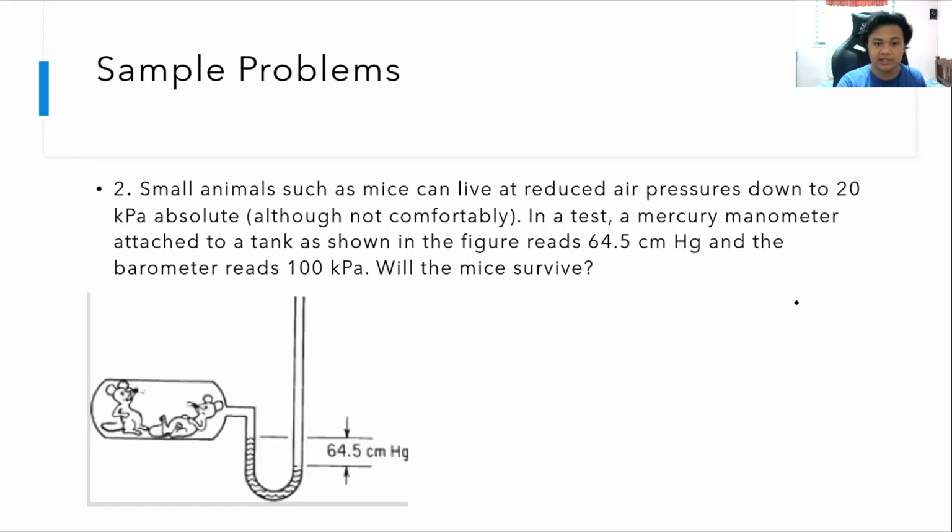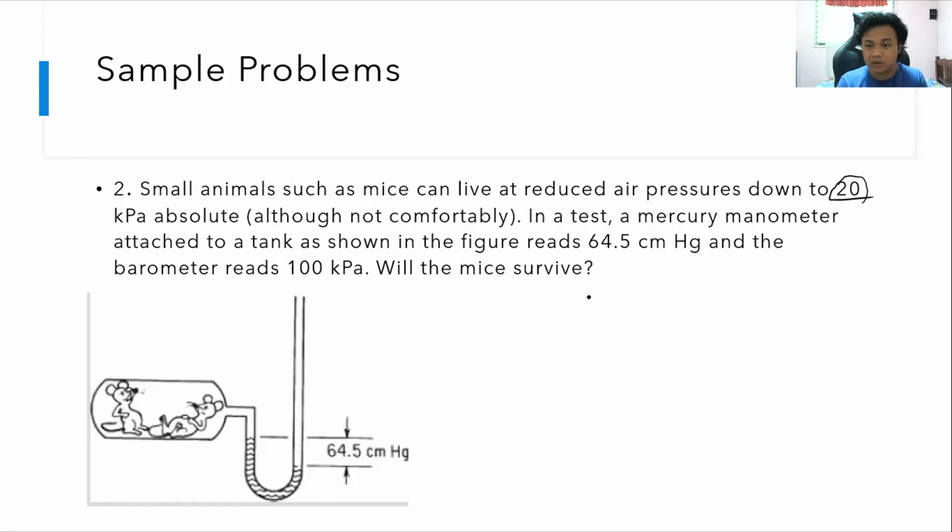Next, small animals such as mice can live at reduced pressures down to 20 kPa absolute, although not comfortably. So in a test, a mercury manometer attached to a tank as shown in the figure reads 64.5 centimeters mercury, and the barometer reads 100 kPa. So will the mice survive? We have the standard of 20 kPa absolute, so we have to calculate if the mice can survive in the new conditions that we have here now.